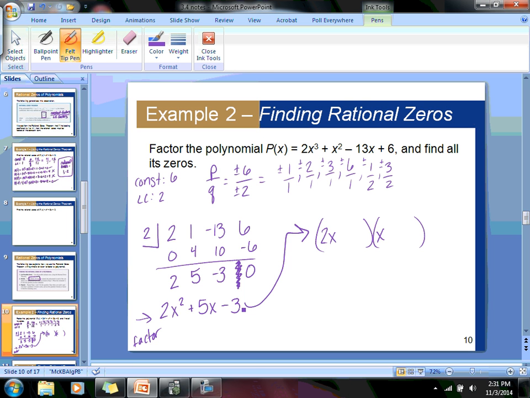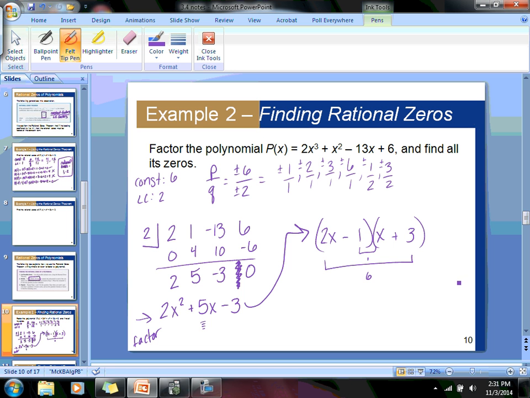Now here we have to kind of guess where the 3 and the 1 are going to go. So if I try 1 and 3, remember when I check my outers, I'll get 6, and my inners, I'll get a 1. I want them to add up to that middle term of the 5. And I can get a 6 and a 1 to add up to 5 if I make the 6 positive and the 1 negative.